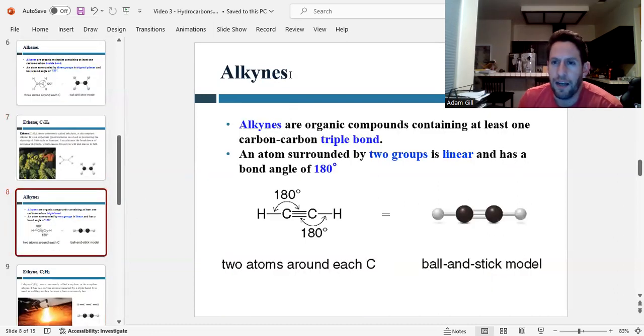Let's take a look at alkynes. An alkyne with a Y has at least one carbon-carbon triple bond. If a carbon has a triple bond, that means it only has 2 groups attached, which gives it a linear shape, and the bond angles are 180 degrees. So this molecule here is flat. It's in a straight line. It's linear. The bond angle here is 180 degrees.